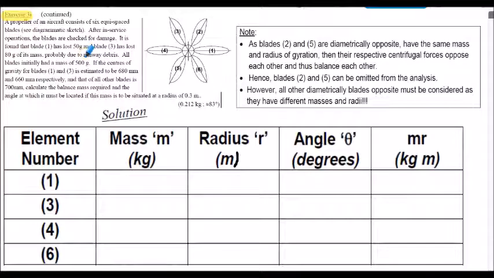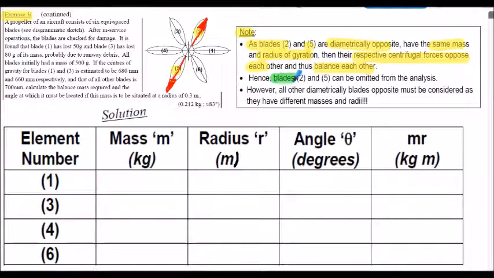Exercise 3I continued here. There's a note added to the slide. As blades 2 and 5, so 2 and 5 here, are diametrically opposite to each other, they have the same mass and the same radius of gyration, then their respective centrifugal forces oppose each other, and thus they balance each other out. So in other words, the centrifugal force from blade 2 is the same value as the centrifugal force from blade 5. So as they're diametrically opposite each other, there's no need to include them in our calculations because they literally balance each other out.